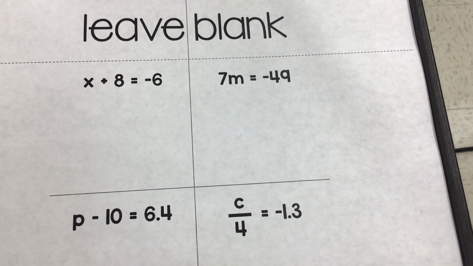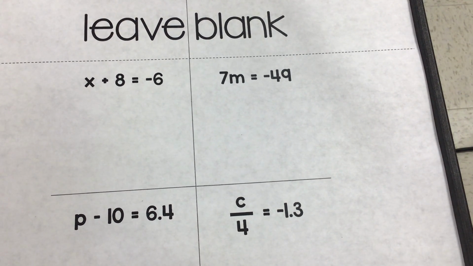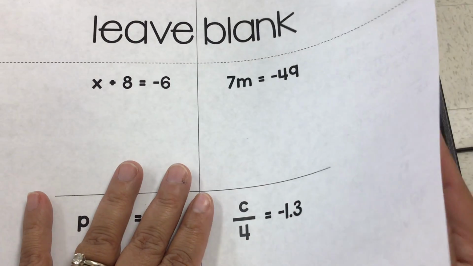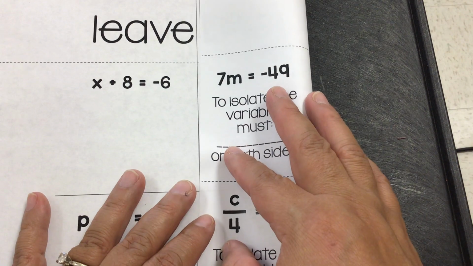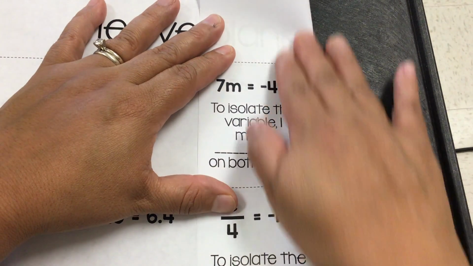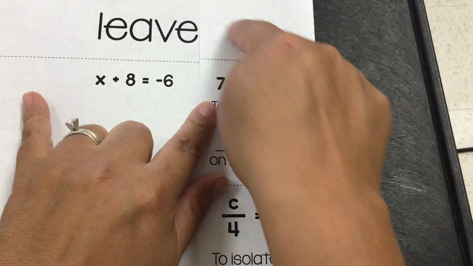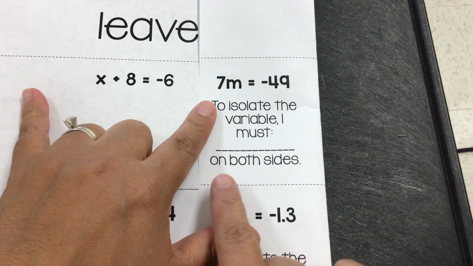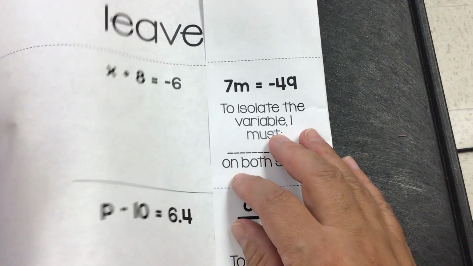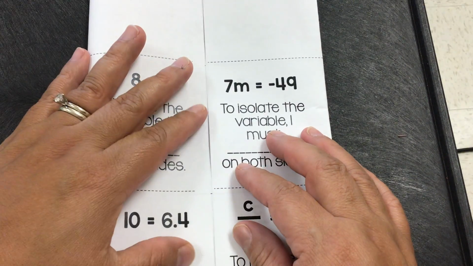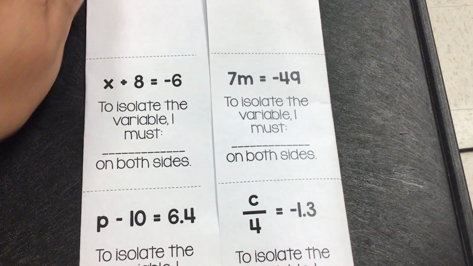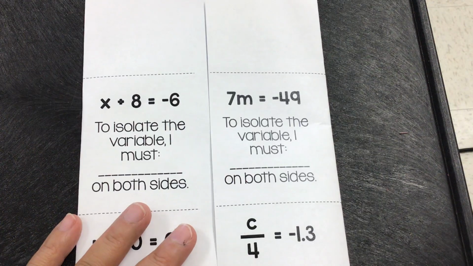Today we're going to be looking at one-step equations. This is our foldable for today. We're going to fold it in like this on both sides. You may cut this top portion off if you would like, and you may also cut on this dotted line. So this is one-step equations.